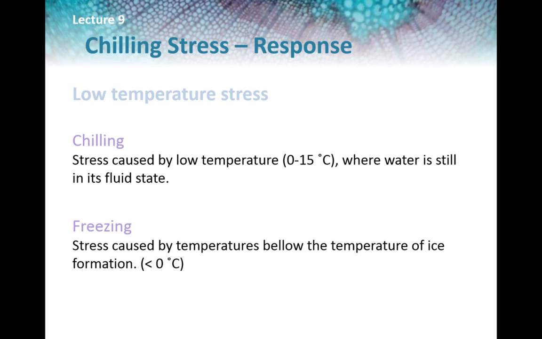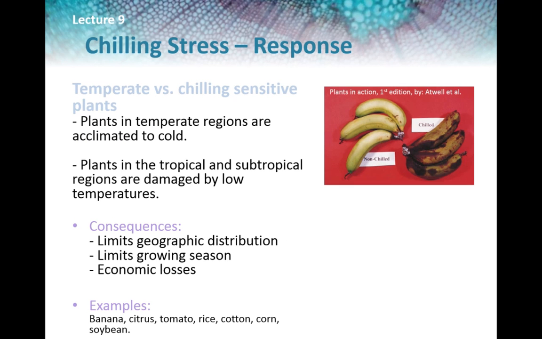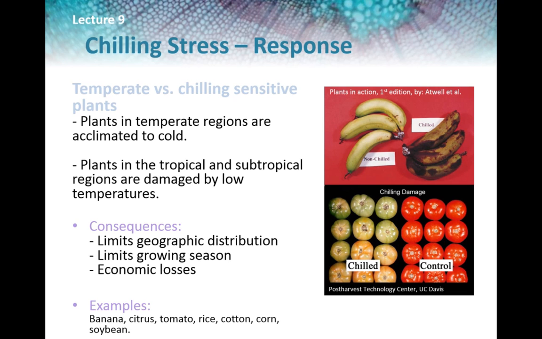Therefore, low temperature stress can be classified into chilling, where stress is caused by temperatures between 0 to 15 degrees Celsius, where the water is still in its fluid state, and freezing, where stress is caused by ice crystals forming in the cell. Most higher plants living in temperate regions can tolerate low temperature stress through cold acclimation when temperatures drop down in fall and winter.